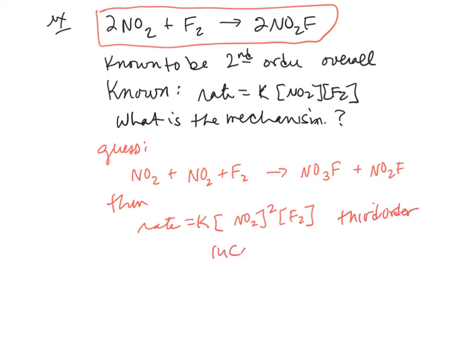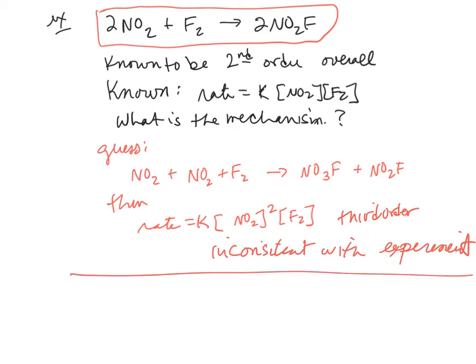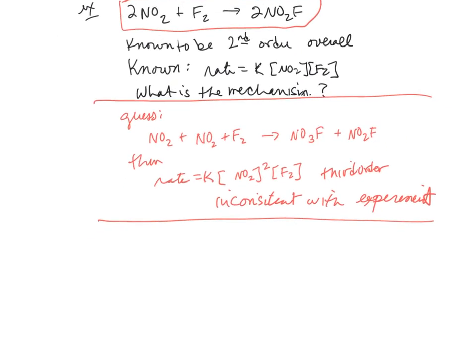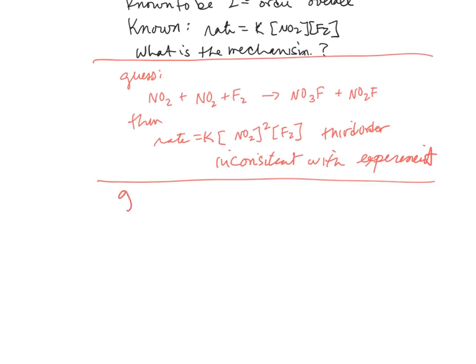And it's inconsistent with the experiment. All right, so that's no good. So then we can take another guess. This one works. This is the correct one. And this is going to be a mechanism with an initial slow step.